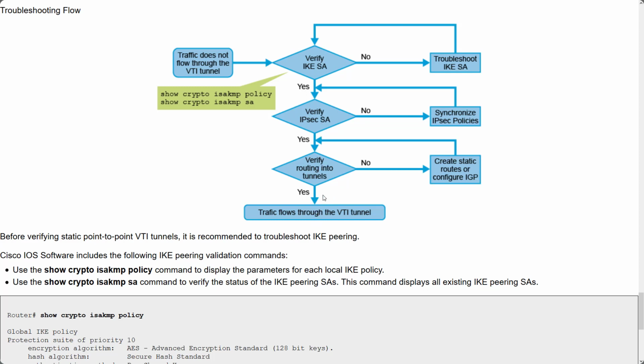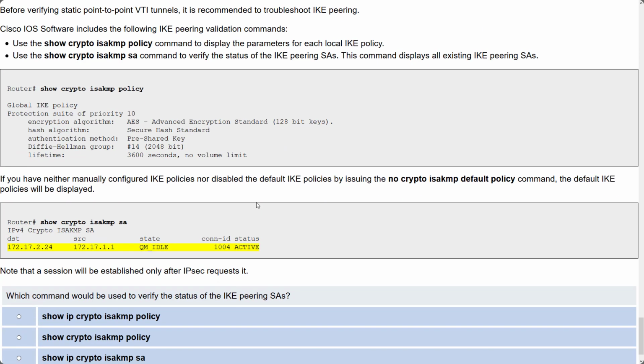All right. So show crypto ikev1 policy just gives me information about how my policy was configured. We can also use the no crypto ikev1 default policy command to disable those default policies, which means that we would have to statically configure a policy as well.